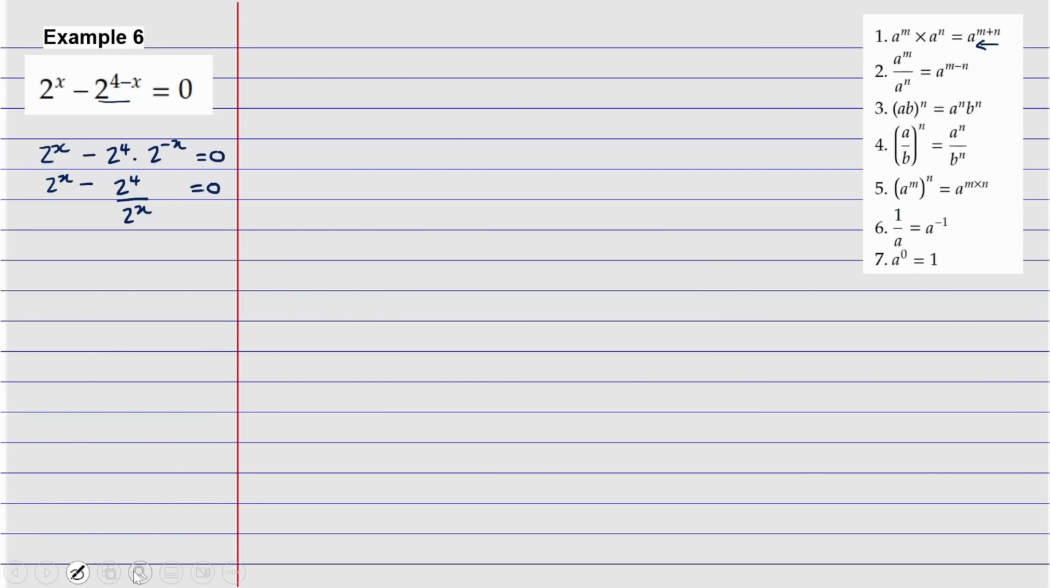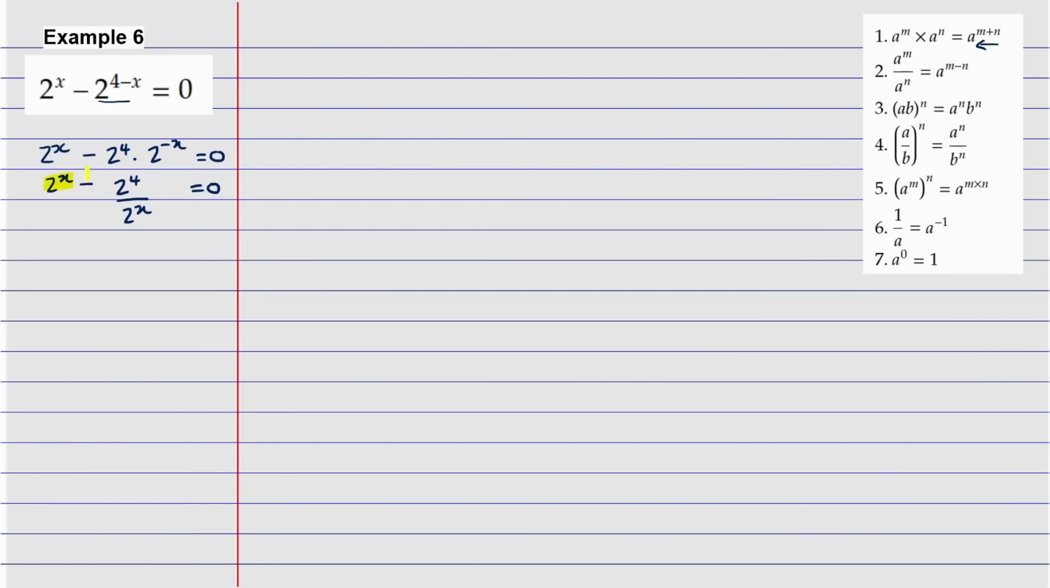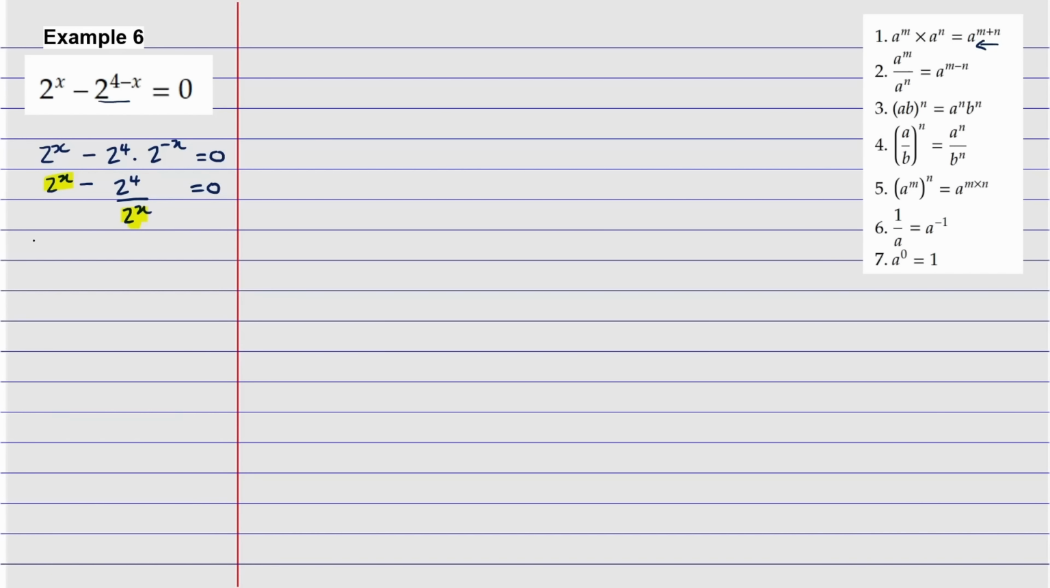The minute you have this form, where you have 2 to the power whatever you're looking for, like the unknown, like 2 to the power x or 3 to the power x, and you have the same thing in the denominator, you're always going to do the following. You're going to let k, because you're going to see what's going to happen. You're going to say let k equal 2 to the power x.